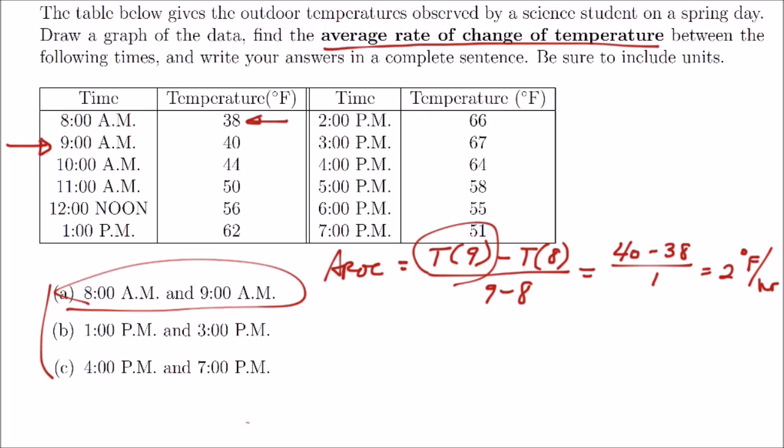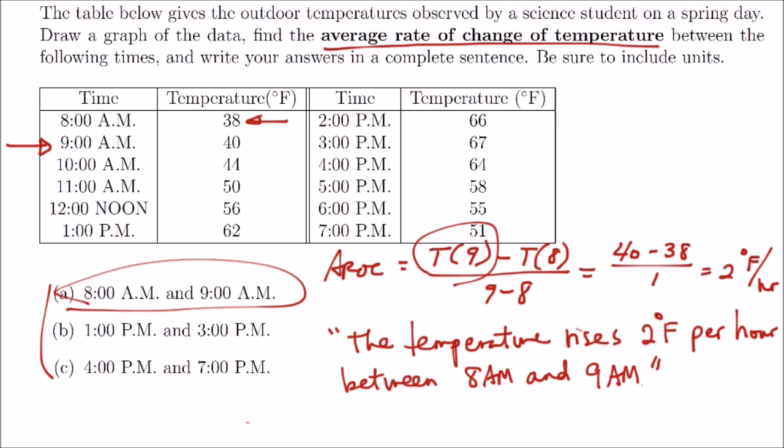How do you actually interpret this result in a complete sentence? I would say the temperature rises 2 degrees Fahrenheit per hour between 8 a.m. and 9 a.m. Now I use the word rises because the average rate of change comes out to be a positive quantity. Now hopefully you're more familiar with using the table lookup to calculate average rate of change. Please go ahead and finish part B and part C yourself, pause the video, and come back for answers.